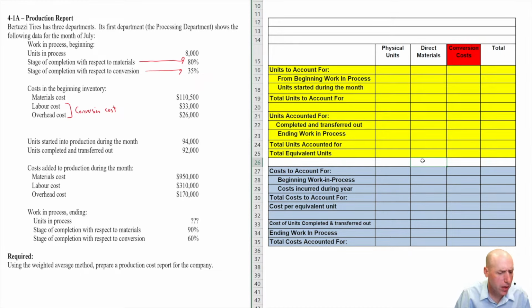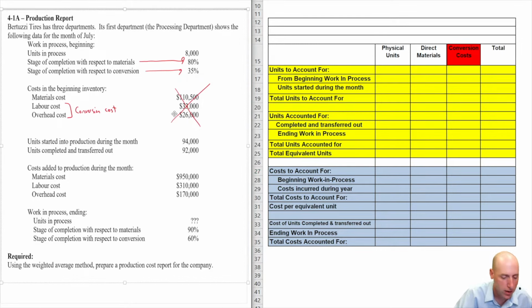Okay, so we have work in process beginning, units in process, 8,000. Stage of completion with respect to materials and conversion. You can see those are different numbers. Costs in beginning inventory, there's a bunch of dollar amounts. I'll put an X here, like don't you put an X here. But I'm going to put an X here because I'm saying don't look at me because I'm not going to need you until I'm in the blue part, and I'm in the yellow part right now. I'm in the top half.